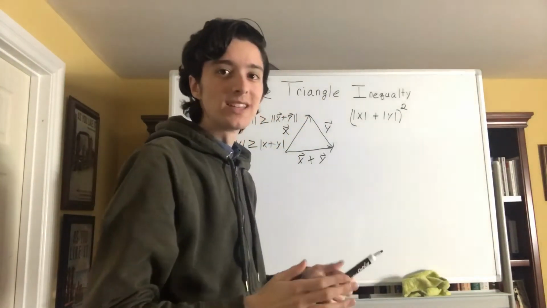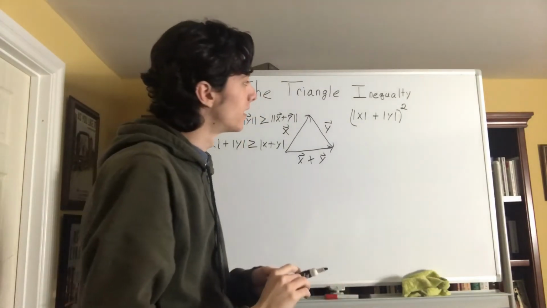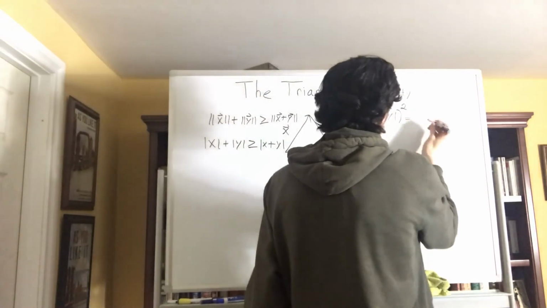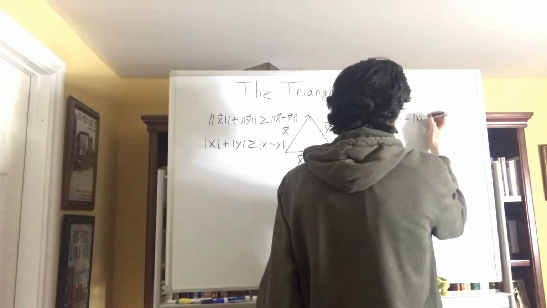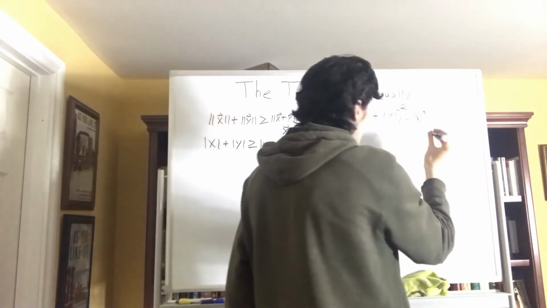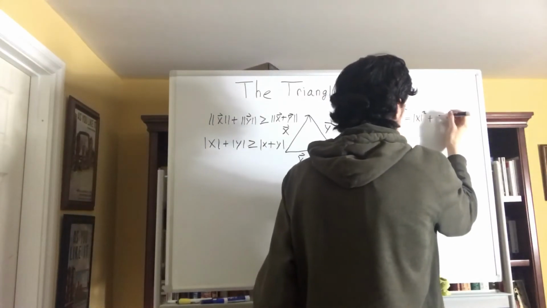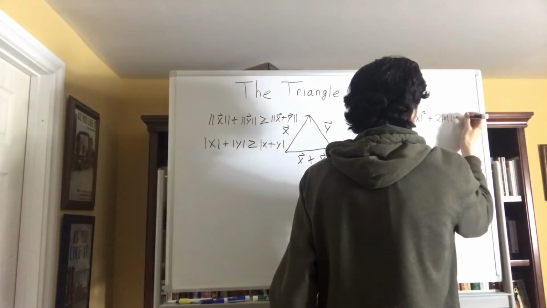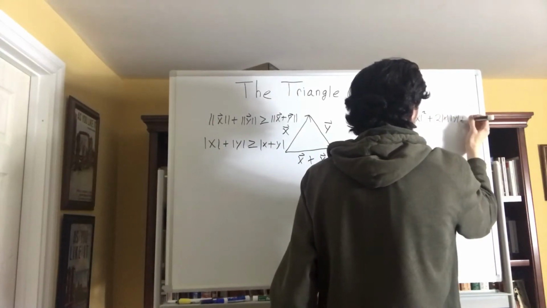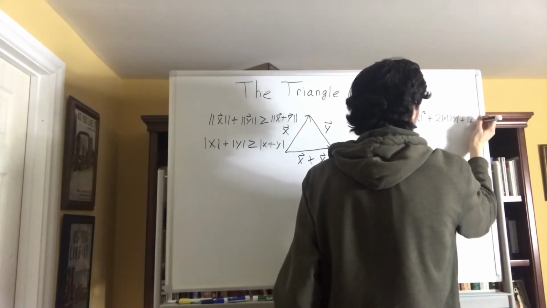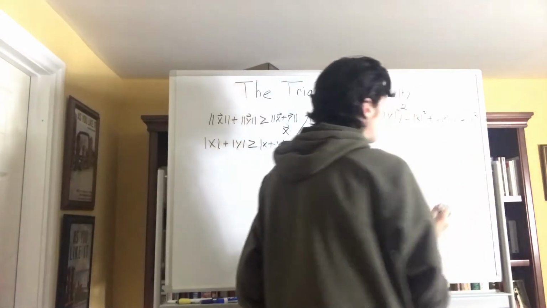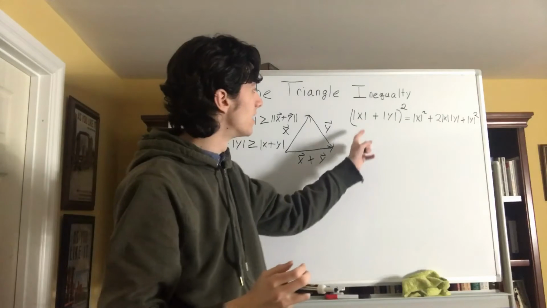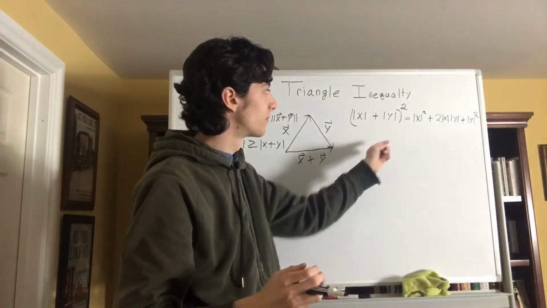Well, if we were to square this, this is the same thing as saying the absolute value of x squared plus 2 times the absolute value of x times the absolute value of y plus the absolute value of y squared. And that strategy is by foiling this more complex sum.